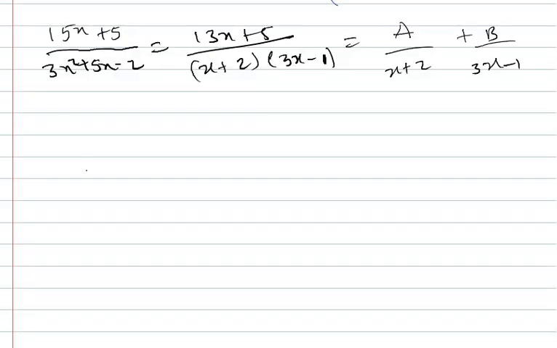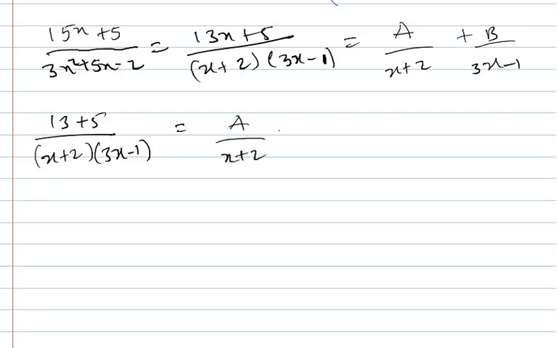So we can say (13x + 5) all over (x + 2)(3x - 1) is equal to A all over (x + 2) plus B all over (3x - 1). So we are trying to find the value of A and B so that we can substitute and then also evaluate the integral.